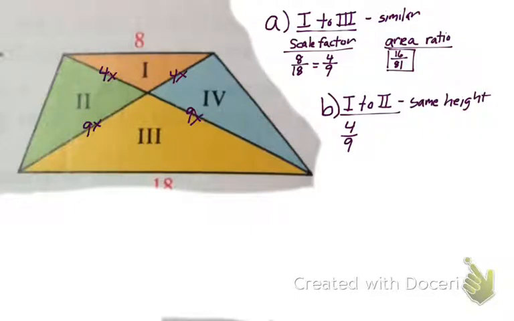I don't know what the actual number is, but let's look up here. So this has to be 4 to 9, 4x to 9x, right? So let's just see a real answer. If this is 4x and this one is 9x, my x must be 2, right? And it's 8 to 18. So this ratio holds for this side.